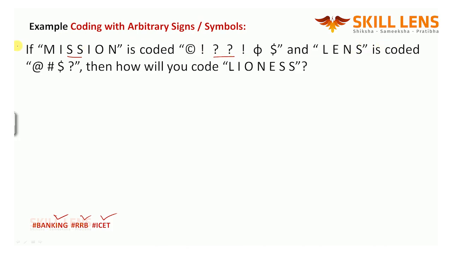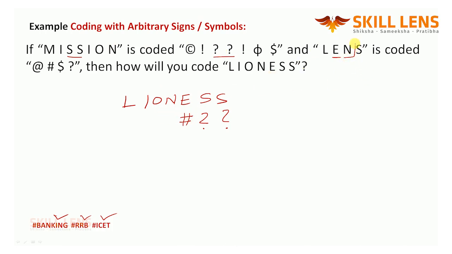And LENS is coded as @, hash, dollar and question mark symbol. Then how is the word LIONESS coded? What is the code for S here? S is going to be a question mark. Where is E? In this you have E? No. So I have E here. So E is coded as what? Hash. How about N? N is coded as what? The last one.